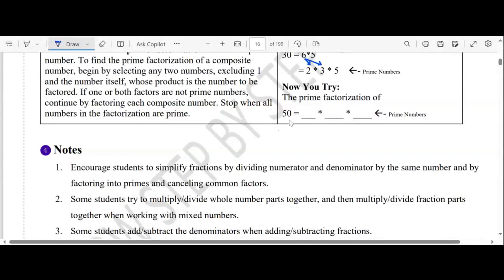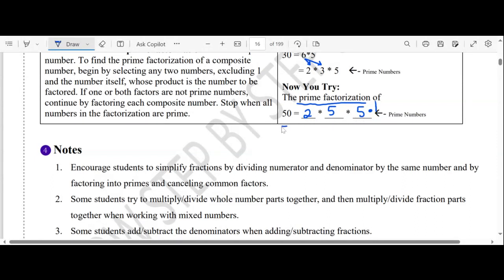So 50 is what by what? 2 times 5 times 5. 2 times 5, that's 10, right? Times 5. So that's called prime factorization, because I cannot factor the 2 anymore. I cannot factor the 5 anymore.